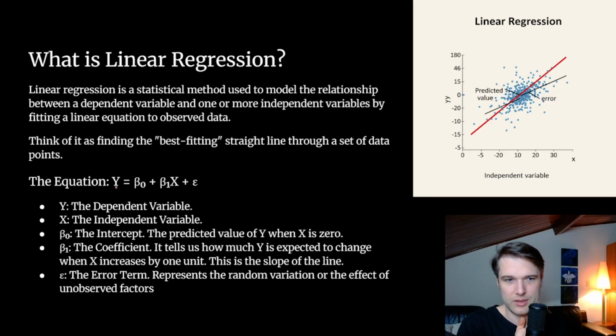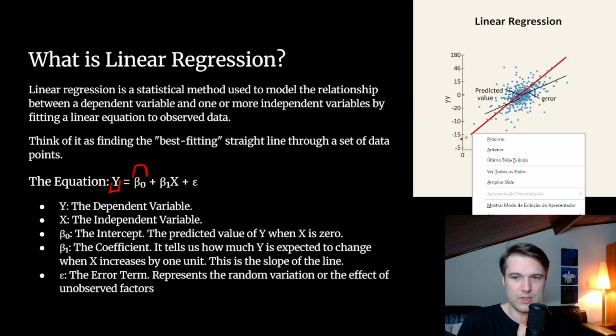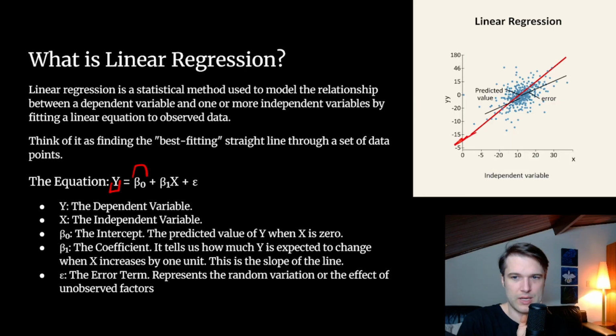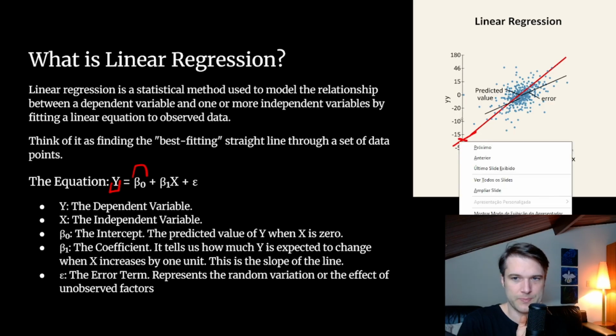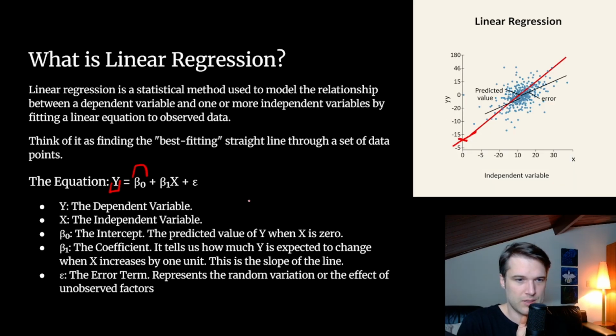And it's got the typical equation that I showed you: the dependent variable here, the coefficient, this beta, is where the line crosses the y-axis, something like this. And then you have the coefficient for the independent variable and the error, that should be a white noise.